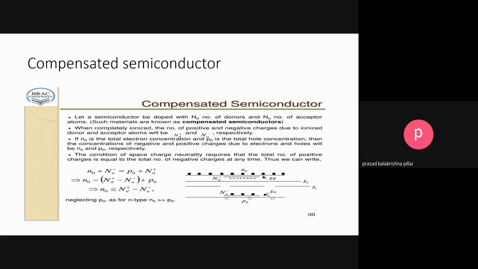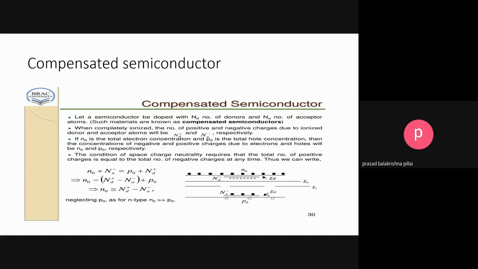You see, there is a difference between a compensated semiconductor and an intrinsic semiconductor. It looks the same because now the carrier concentration is the same. Electron and hole concentrations will be the same that way. But it is a doped semiconductor. So that is the difference.